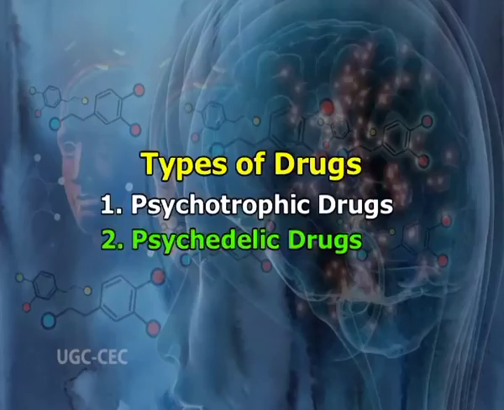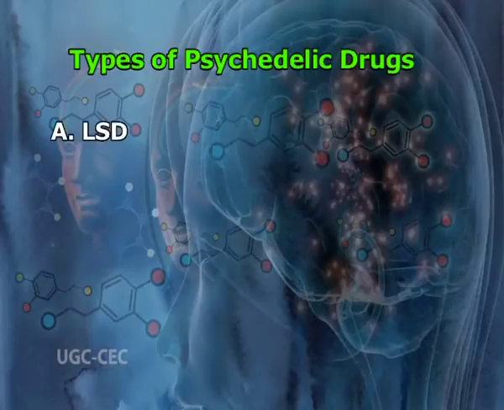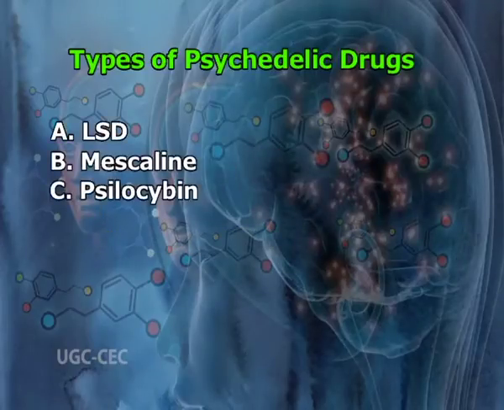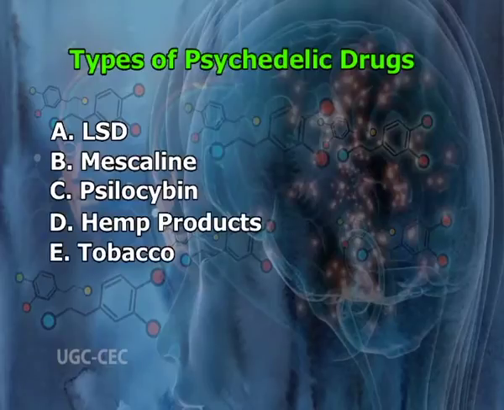failure. Number 2. Psychedelic drugs. These drugs include LSD, mescaline, psilocybin, hemp products, tobacco, alcohol, etc. Abuse of psychedelic drugs takes a person on a trip to an imaginary world full of floating colors. All senses become exaggerated, light looks brighter, sounds get louder, space gets wider, distance looks never ending, a person feels as if he or she is flying in air.